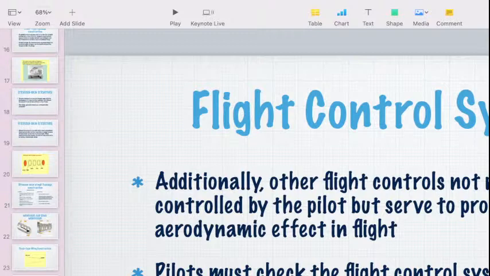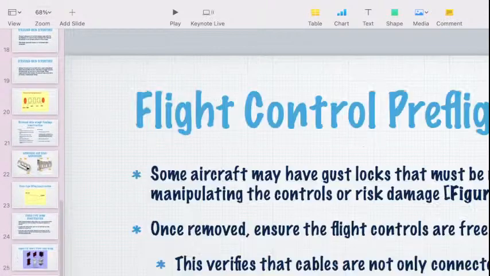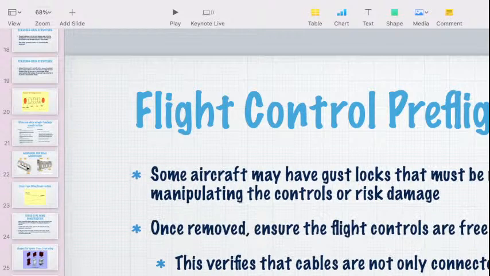Pilots must check the flight control system during pre-flight to avoid known issues. Though flight controls are somewhat standard, they can vary in design and capability from aircraft to aircraft. This is some information on your pre-flight checks. Some aircraft may have gust locks that must be removed before manipulating the controls or risk damage. So you can look up what gust locks look like if you have not seen those before.